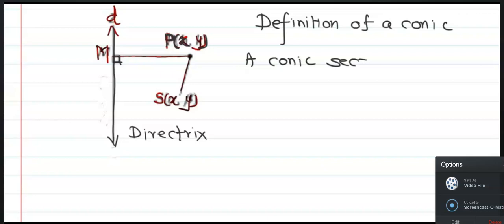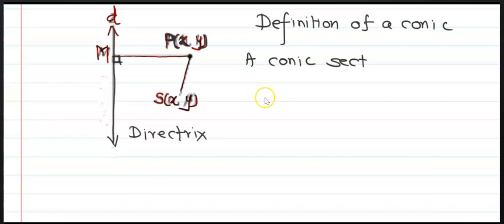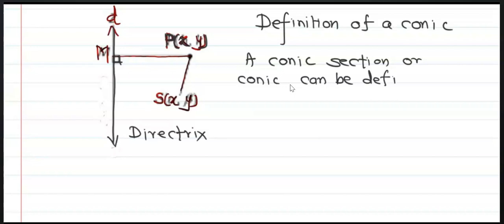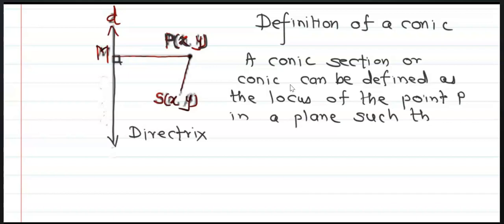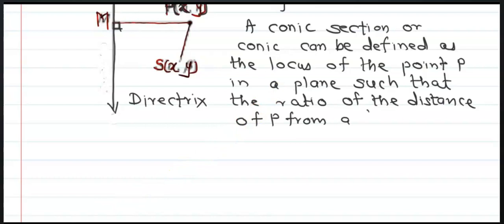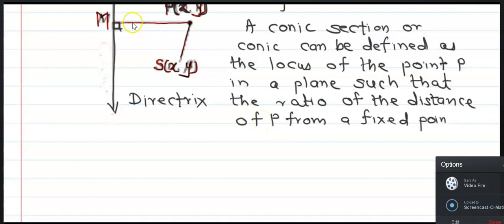First of all, the definition of a conic. A conic section or the conic can be defined as the locus of point P in a plane such that the ratio of the distance of... that is, conic section means what? Suppose we take the point P and the distance of this point P from a fixed point S whose coordinate is xy and a fixed line. These two distances bear a ratio, and that ratio is denoted by E. And the shape of this conic depends on the values of E.